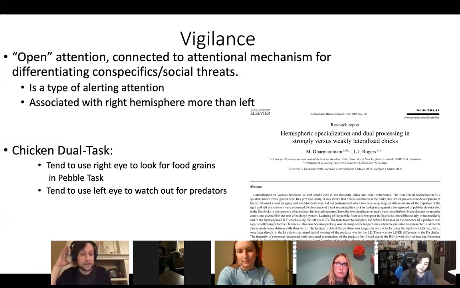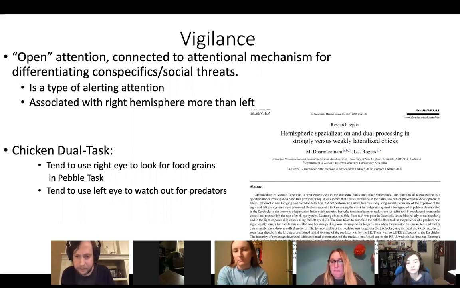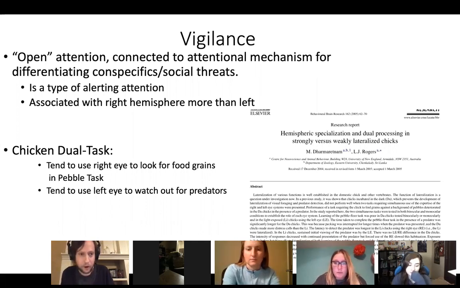So you can imagine they're using the right hemisphere to help watch out for potential predators, while they're using the left hemisphere, the right eye, to help them find the food grains that they're looking for. So this is a dual task study, and it shows that vigilance seems to rely more on the right hemisphere than the left, at least in chickens. There are, by the way, fMRI studies in human beings which support this idea that the right hemisphere is more important than the left for open, vigilant attention.